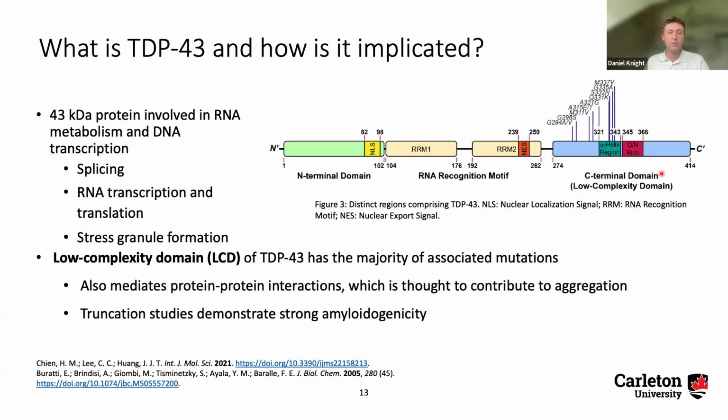This region is meant to mediate protein-protein interactions, and because it's highly disordered, it is highly susceptible to aggregation. And so there are strong theories that suggest that aggregation originating from this domain may be eliciting toxic effects, both in cellular and animal models.